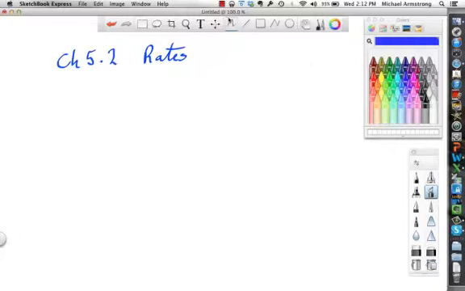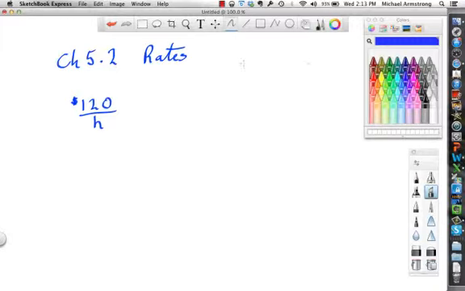Okay, chapter 5.2, rates. Now rates is kind of neat. It's fun. It has a practical application, and I'm going to show that to you right now. Say that you get through college and you're making a nice paycheck. You're making $120 an hour. That looks like this, $120 over an hour. And you're interested in finding out how much you make a minute.